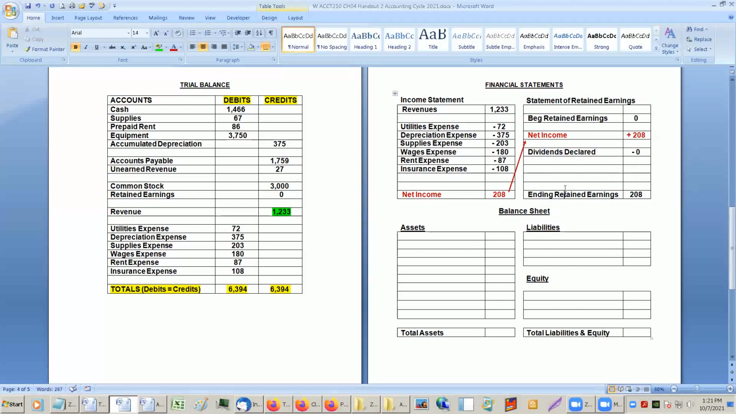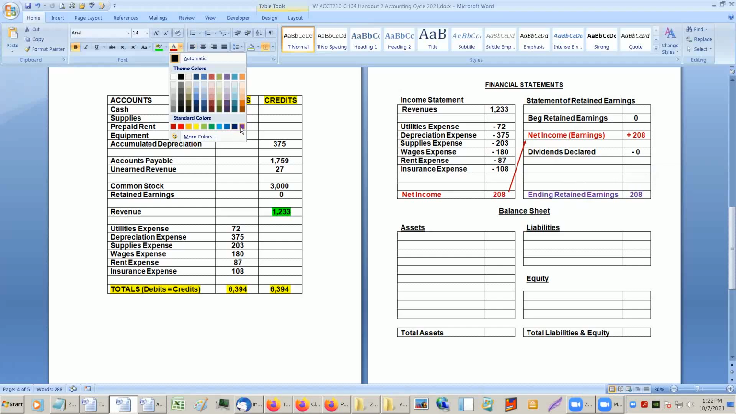Income and earnings are the same thing. I should put that in here. So net income and earnings. So retained earnings just means retained income. It's income they didn't pay out yet. So this will actually be the same.